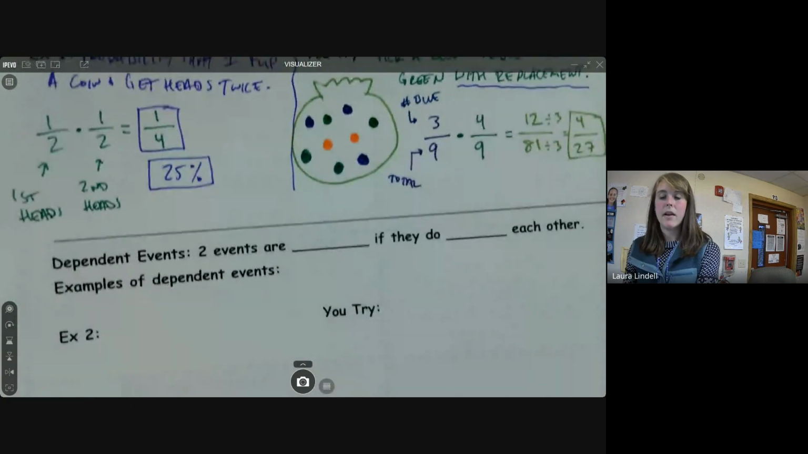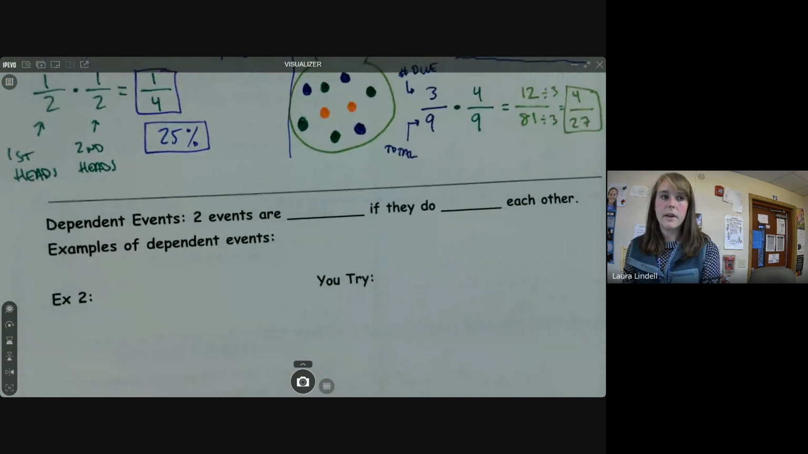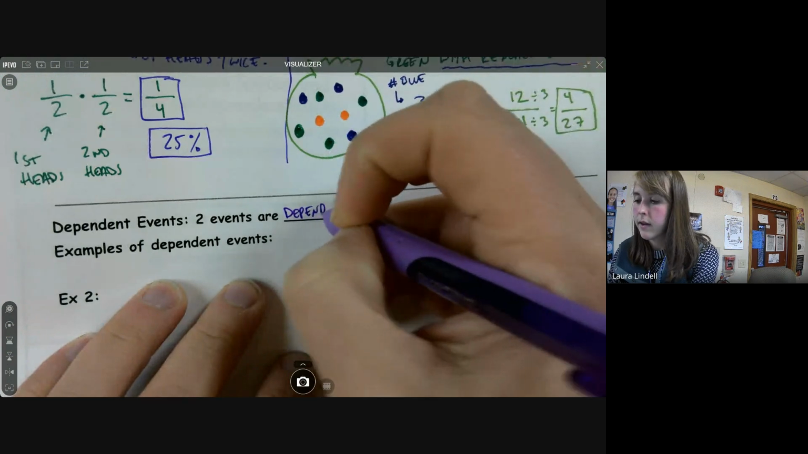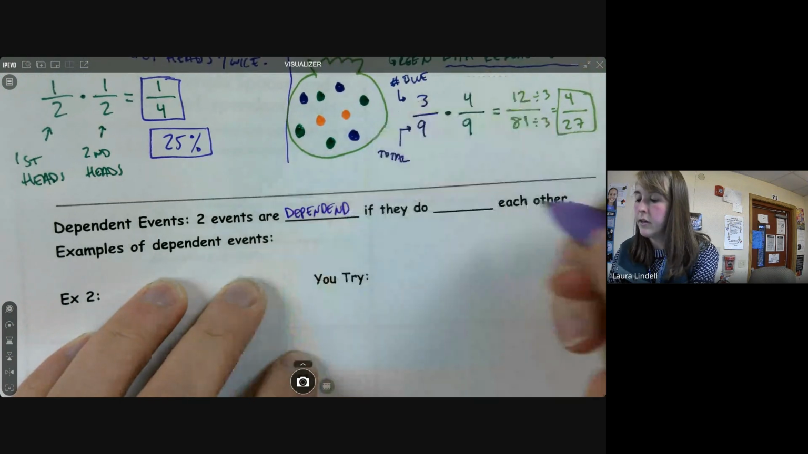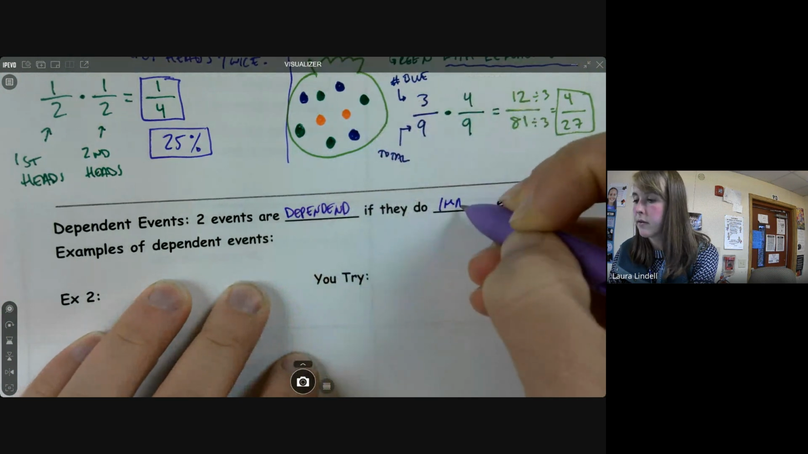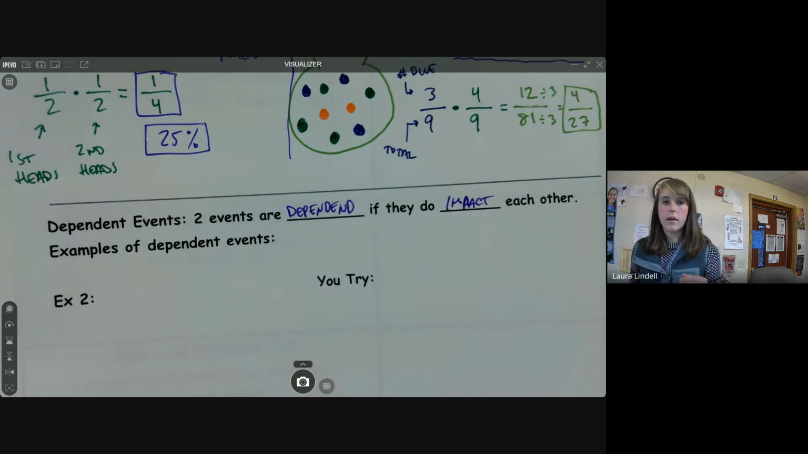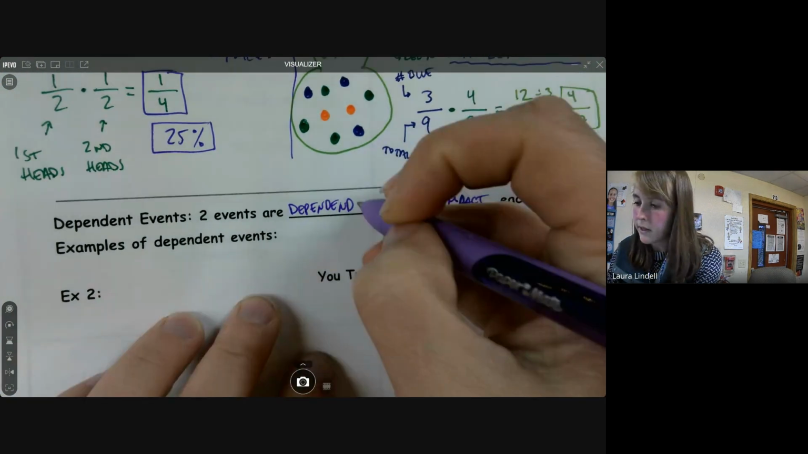Dependent events. They're going to be very similar to independent events, and they're going to behave very similarly. 2 events are dependent if they do impact each other or affect each other.